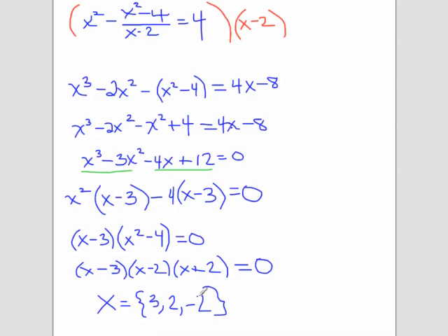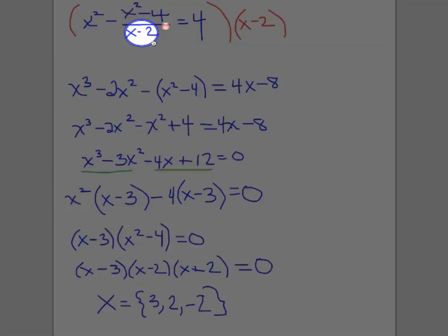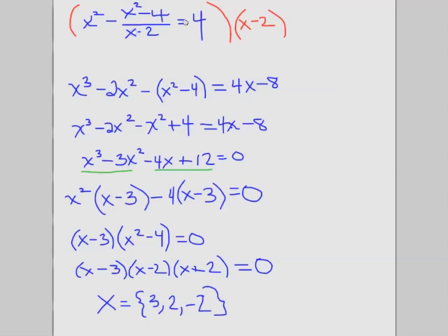However, look at the very top of this problem. We have an x minus 2 in the denominator. That restricts our domain. The domain here is x is all reals except for 2. x equals 2 is not in the domain, and therefore it is not a valid solution to this equation. Therefore, the only two possible solutions are 3 and negative 2.